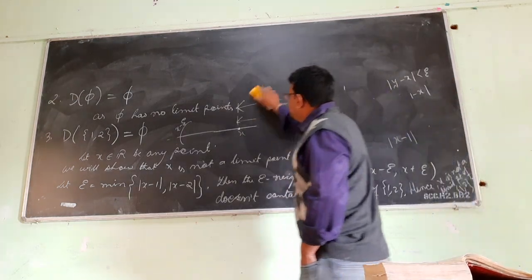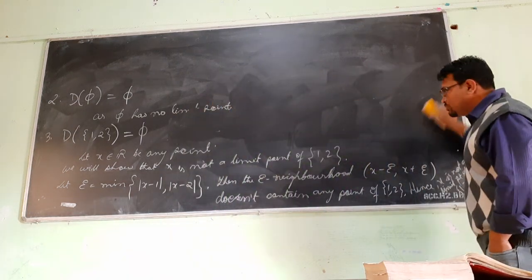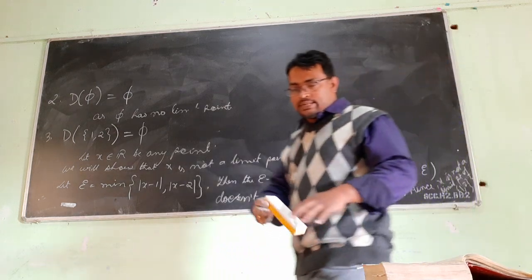So the derived set of this is empty. We will see some other examples as well.